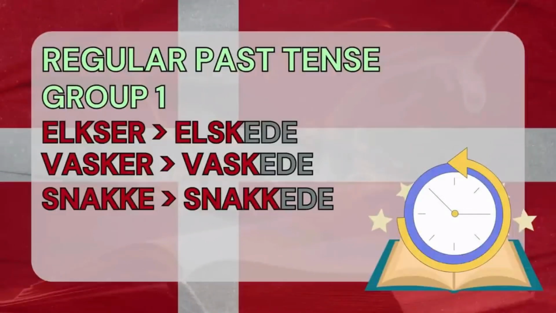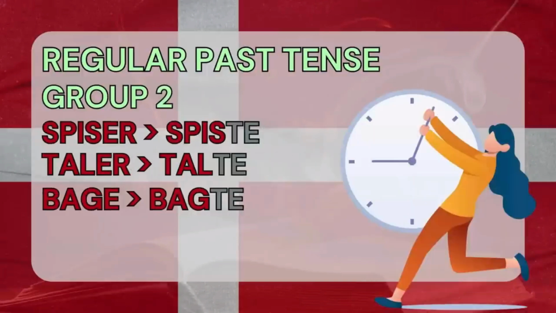Let's go through it once more. Here we have the regular past tense, group 1. And I've given you the present tense. Elsker, elskede. Vasker, vaskede. Snakke, snakkede. And regular past tense, group 2. Spiser, spiste. Taler, talte. Bage, bagte.